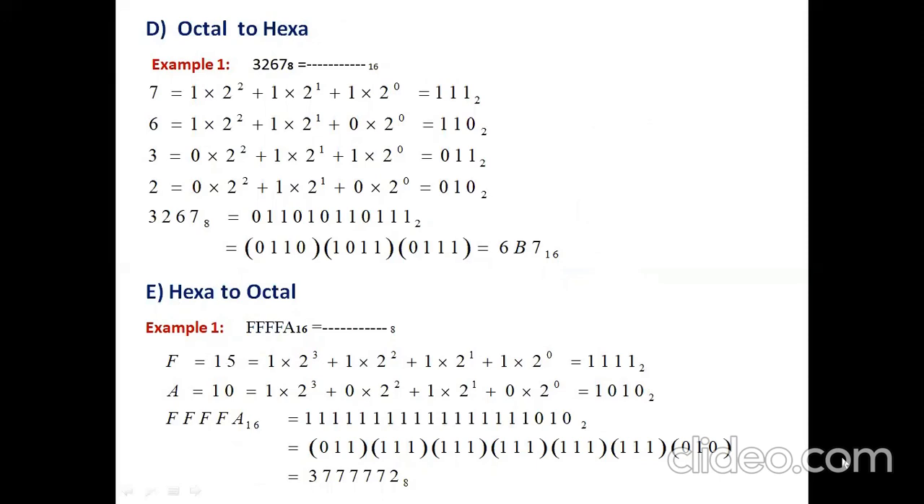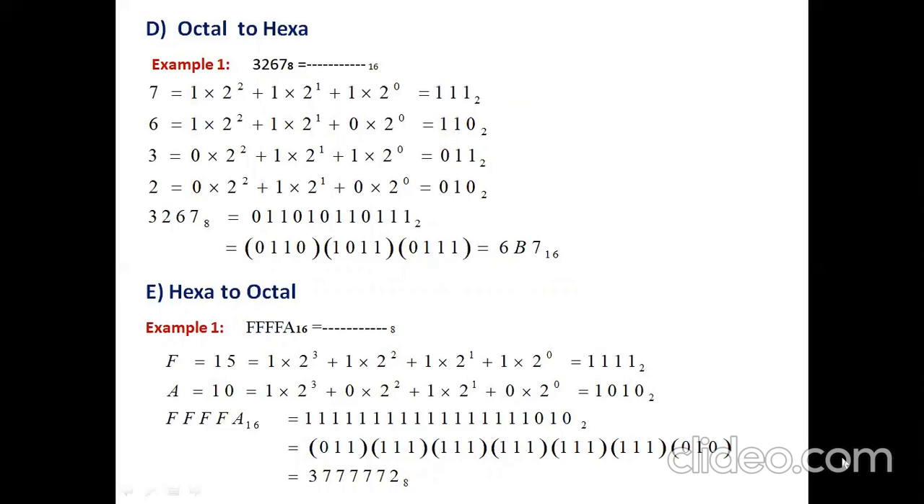Now octal to hexa. That part is over, from octal to binary and hexa to binary. Now we are going for the next one, that is octal to hexa. How will we convert octal to hexa? For this we don't have any direct method. Again we have to go by the indirect method, converting octal to binary, then from binary to hexa. That is what we have to do. So 3267 base 8 is equal to base 16.